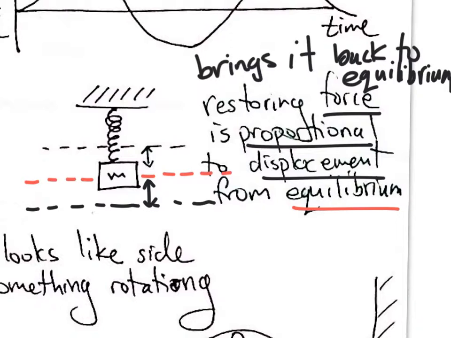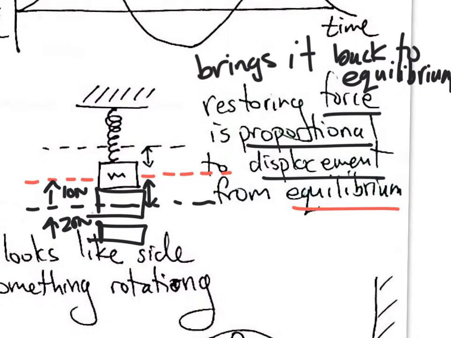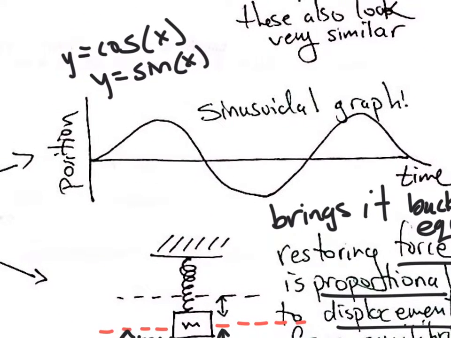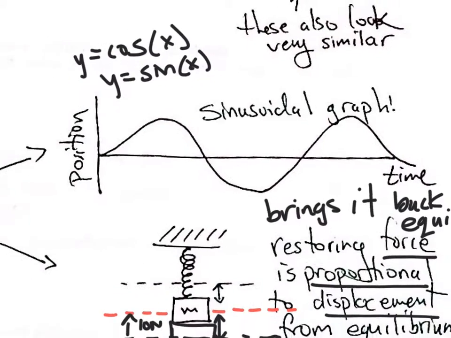So the more you pull it away, the more the restoring force is. That's what this proportional thing means. So if I were to pull this far away, and let's say it's a force of 10 newtons pulling the mass back, if I were to double that distance, it would be 20 newtons pulling it back. So this is what we mean by restoring force is proportional to displacement from equilibrium. So any situation where this is true, the thing's going to move back and forth, it's going to oscillate, and its position time graph will look like this, and we call that simple harmonic motion.